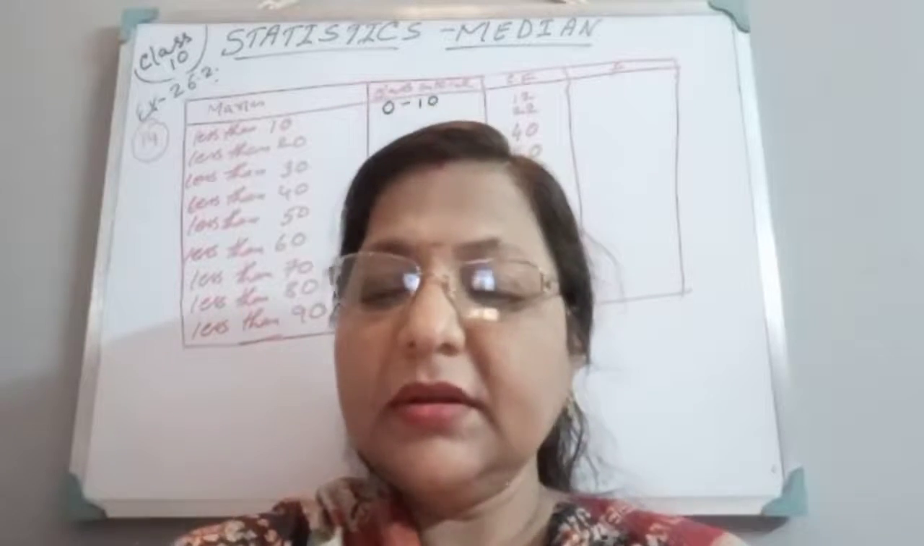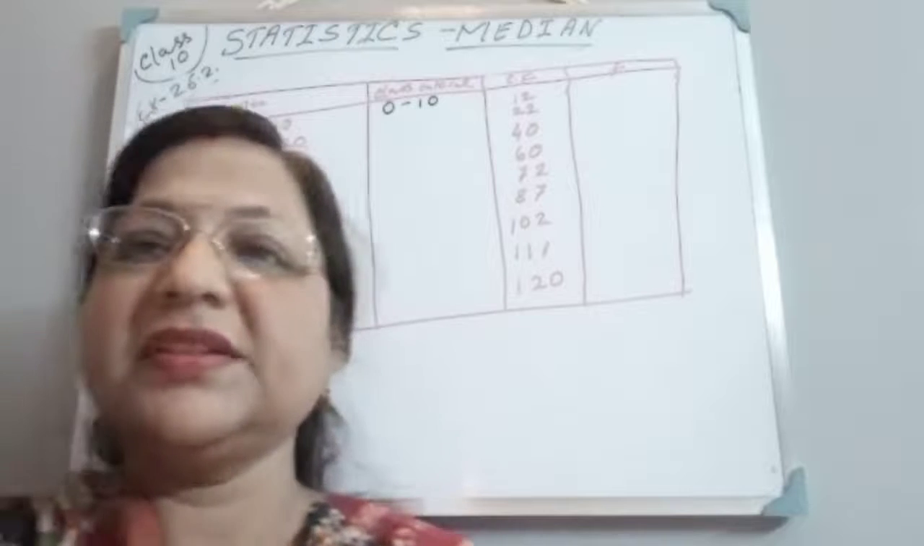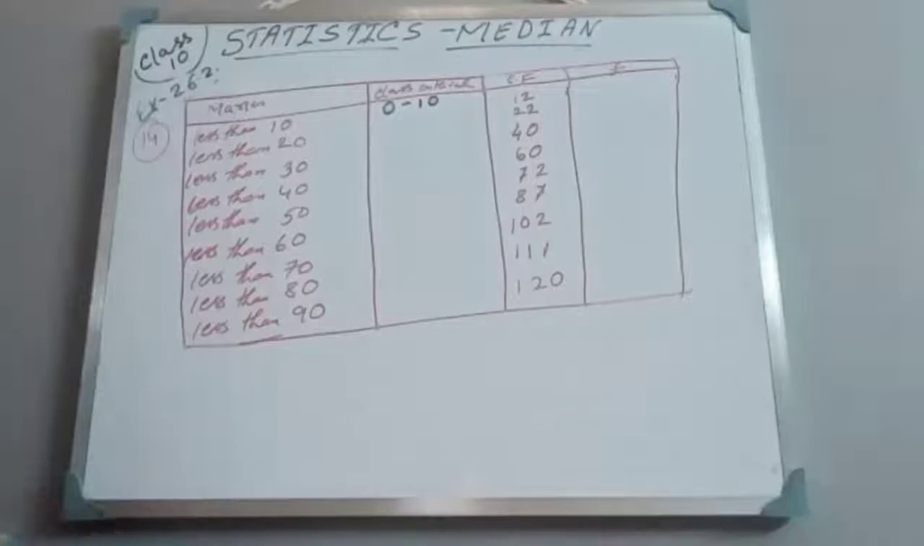Okay, class 10. Already we have started chapter 26.2. Now almost all sums are done, very few sums left. This is sum number 14. This is a different type of sum. What is the question here?